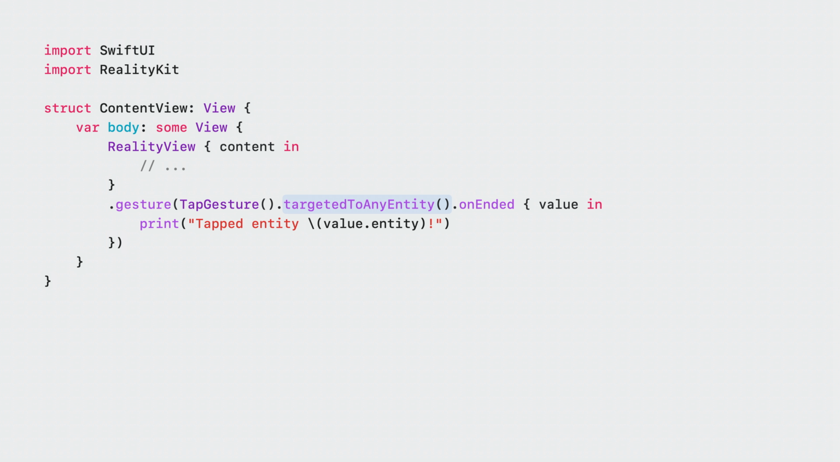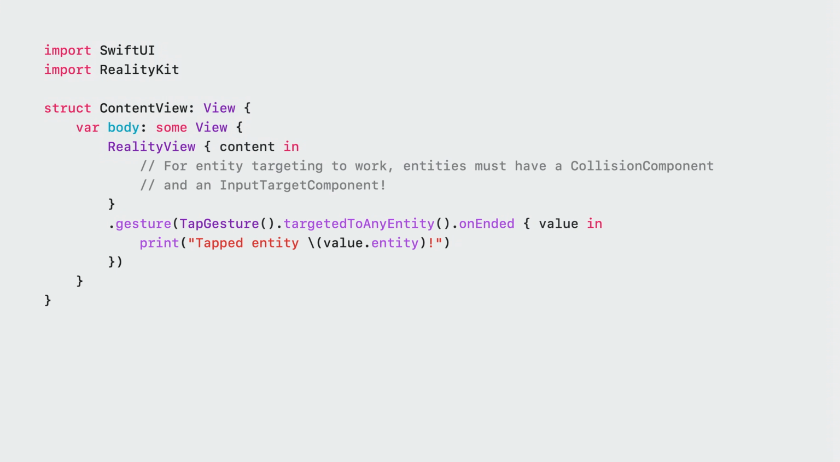the gesture targeted. There are other ways of targeting entities available. You can target a specific entity or target all entities matching a query. For more information, please read the documentation on developer.apple.com. The value passed to the gesture's handlers, such as onEnded, has an entity property that indicates that the person interacted with that entity inside the Reality View. Note that for entity targeting to work on a given RealityKit entity, the entity must have both a collision component and an input target component.